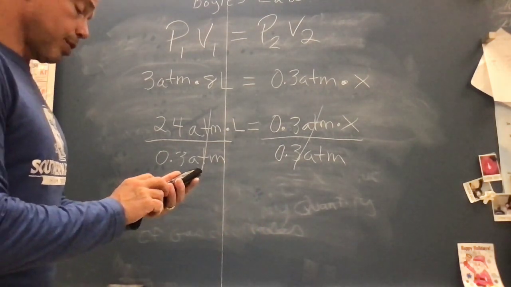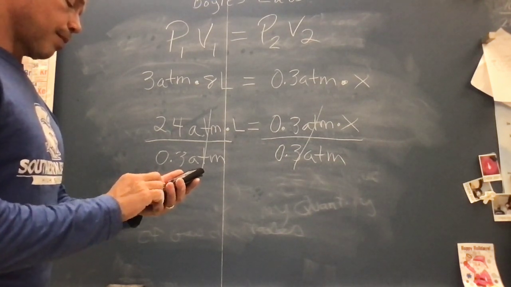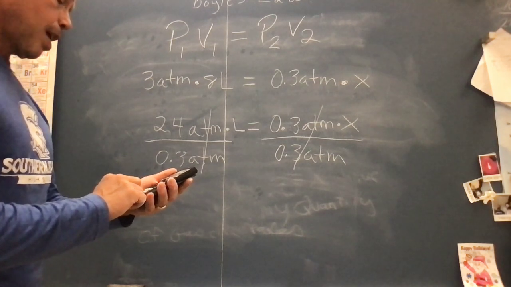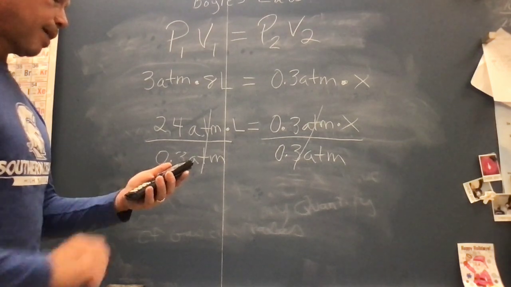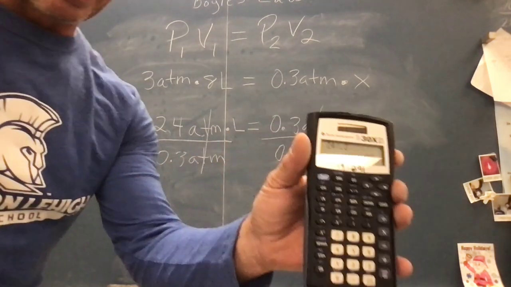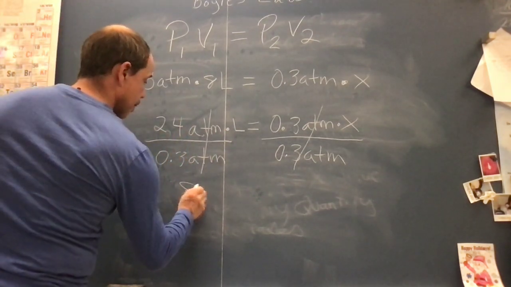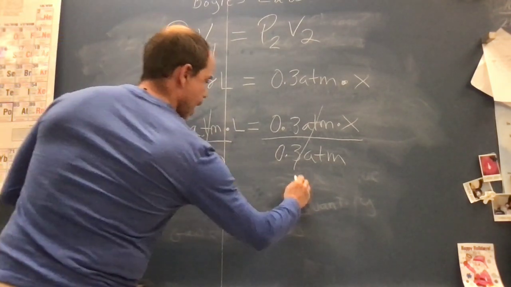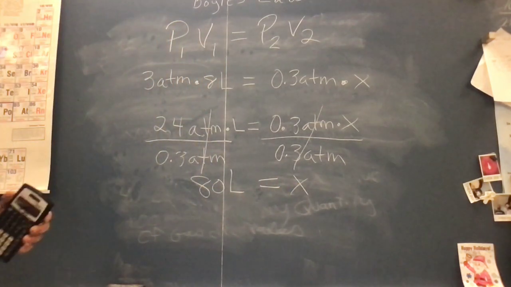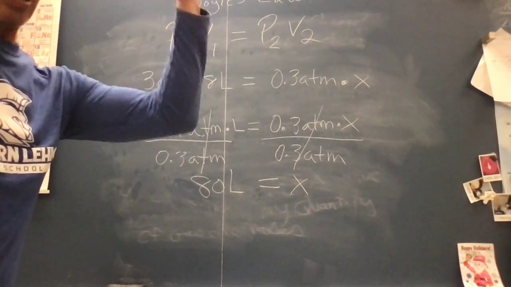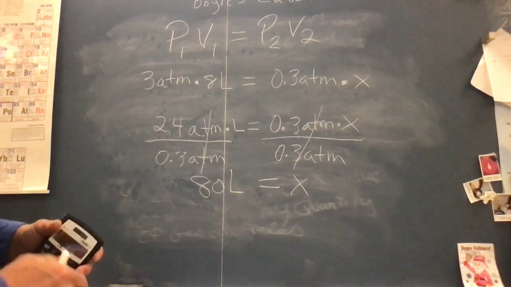I'm going to say 24 liters divided by... Wow, this calculator's acting up on me, guys. 24 liters divided by 0.3 gives me 80. So I got an answer of 80 here. So that volume, we're going to say X equals 80 liters. Right, I was left over with liters. That volume shot up. Our volume got a lot bigger. Does that make sense? Well, 100%.